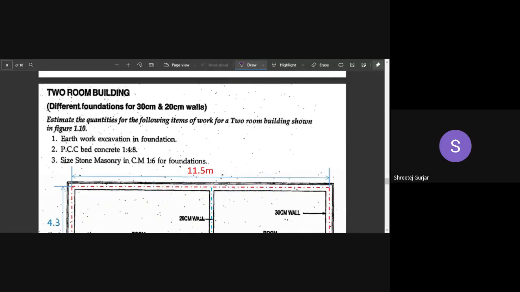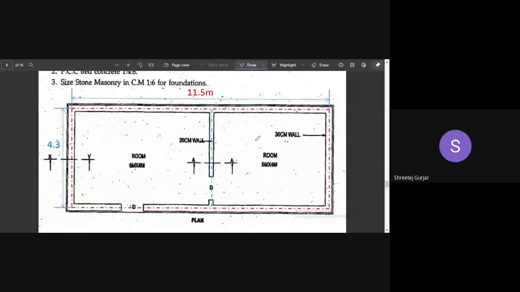But here we can see in the plan that we have a 30 centimeter external wall, right? You can see the center line of this wall I have marked in red color. And this is your 20 centimeter wall, that is your partition wall, inside wall, not an external wall. Your 30 centimeter wall is your external wall, and we have a 20 centimeter wall, which is a partition wall.